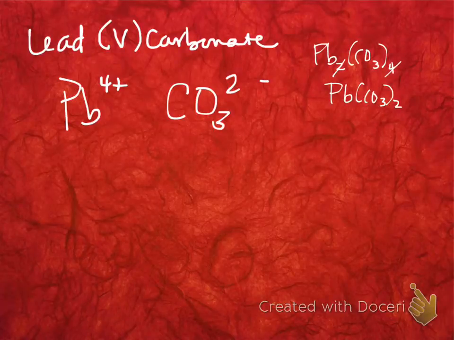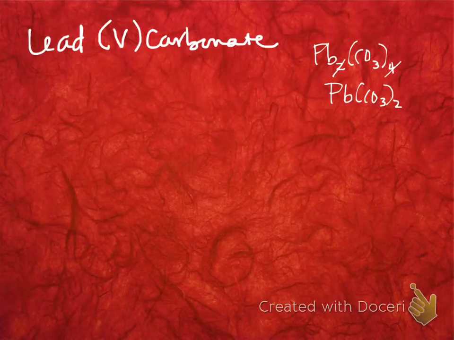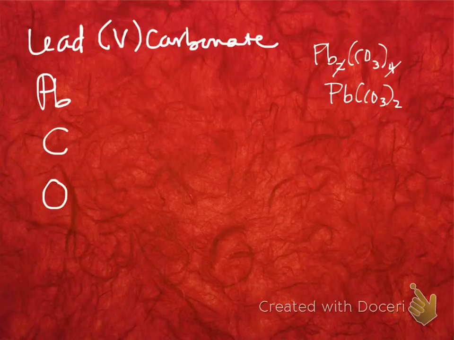Okay, so let's shrink that. And I'll just get rid of that altogether. Let's look at what our percent composition is going to be. So we've got three elements that we're working with. We've got Pb, C, and O, so lead, carbon, and oxygen.